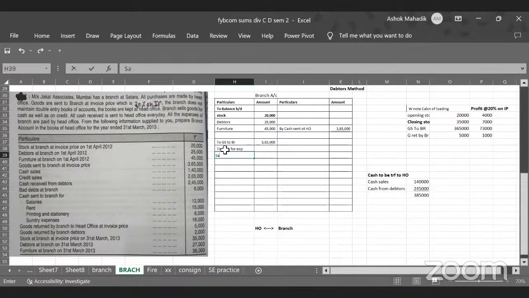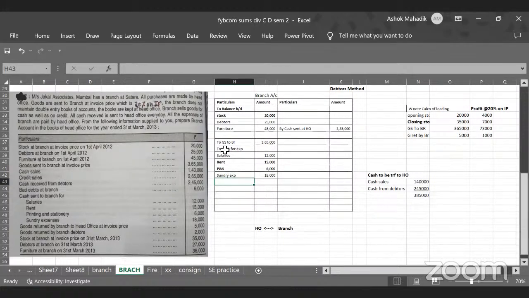So I need to write all the items. Salaries 12,000, 15,000 is for rent, then printing and stationery 6,000. These expenses are paid by HO for branch, so it involves both of them. Therefore, this we have to record. Okay. Last item is sundry expenses.